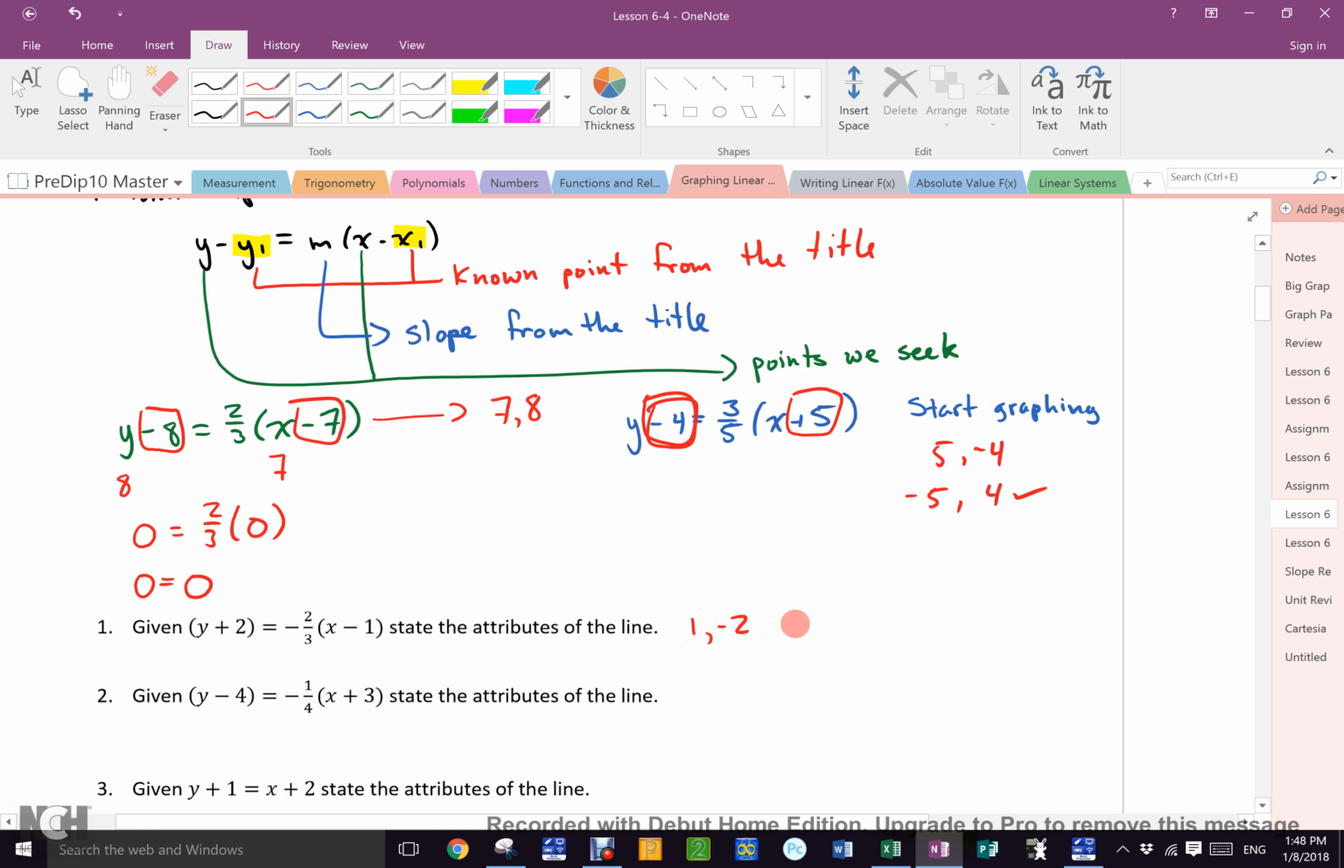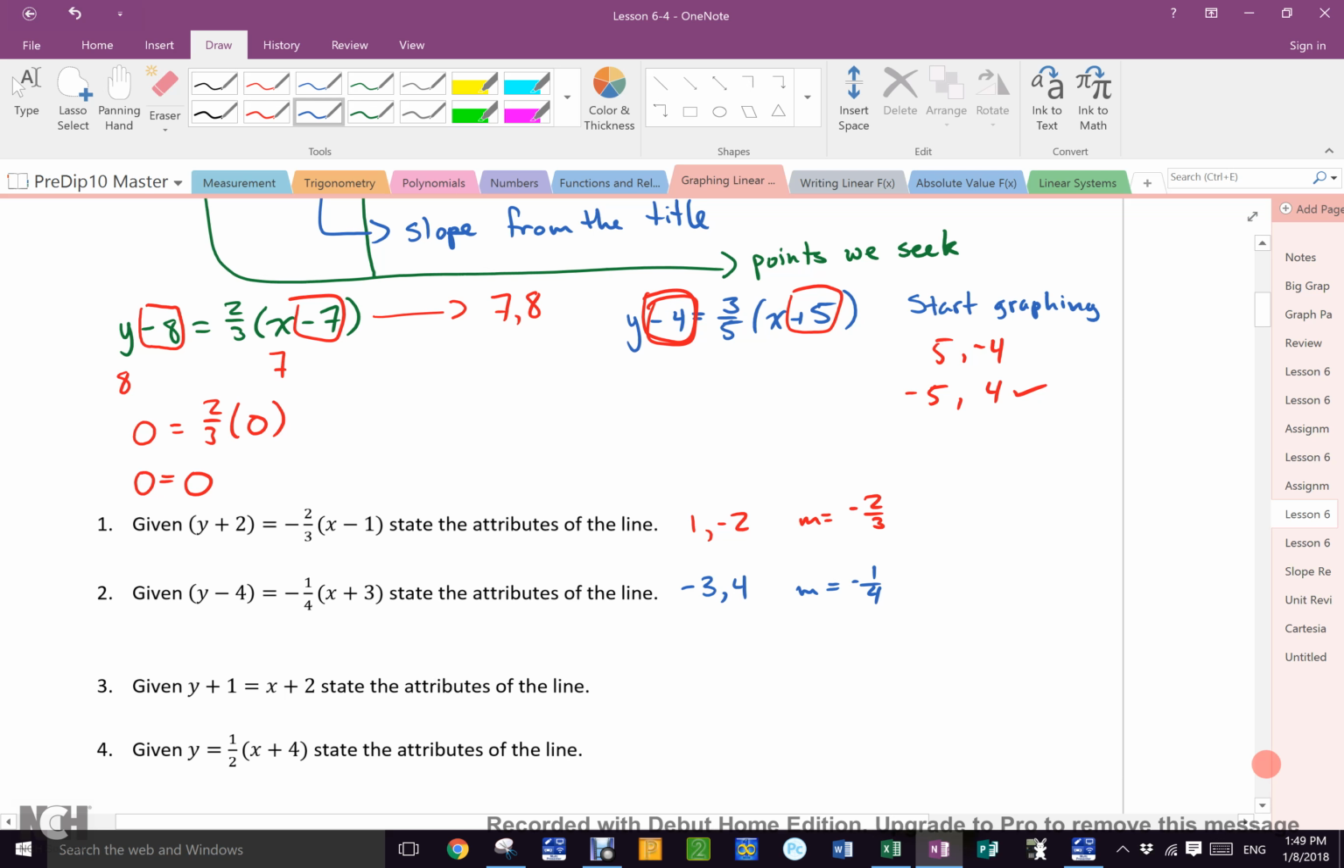1, -2, and do you have a slope? Yeah, -2/3. The slope doesn't change. Okay, what about the next one? What's our starting point? -3, 4. And what's our slope? -1, 4. All right.